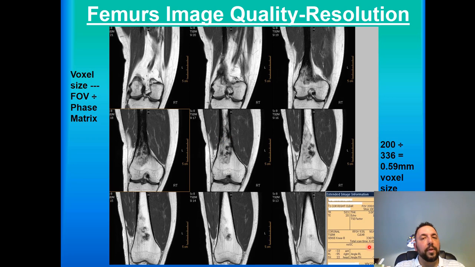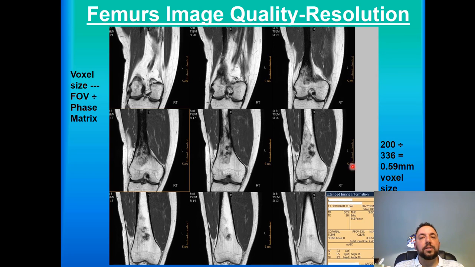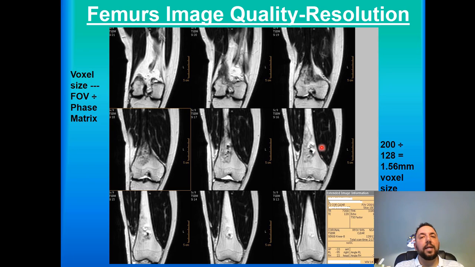Now, this scan took 4 minutes and 45 seconds, so it's a long enough scan time, but let's look and see what happens when the tech came in and said, you know what, that 4 minutes and 45 seconds is too long and I want to get out of here today. What did the tech go in and do? Now, with the 20 centimeter field of view, instead of acquiring a 336 matrix, they cut that in half to a 128. Now, this results in a 1.56 millimeter voxel size.